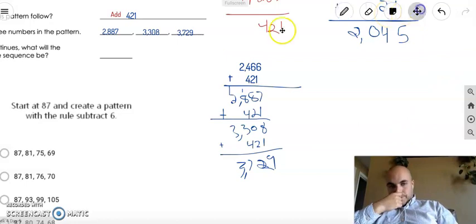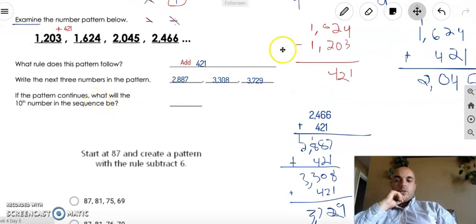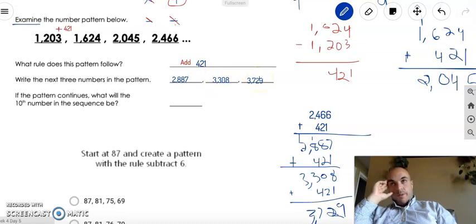So we know the next three numbers in the pattern, and they want to know, if the pattern continues, what will the 10th number in the sequence be? How many numbers do we have done so far? We have 1, 2, 3, 4, 5, 6, 7. So you have two ways of doing this. You could add 3 more times to find what the 10th one is, which might be the easiest.